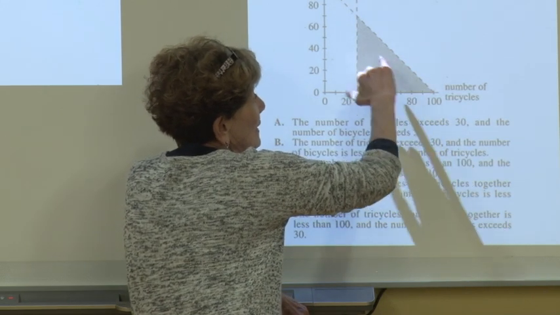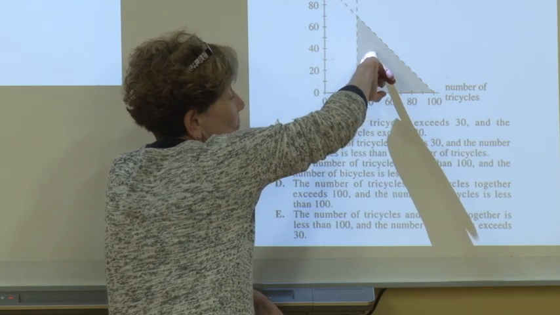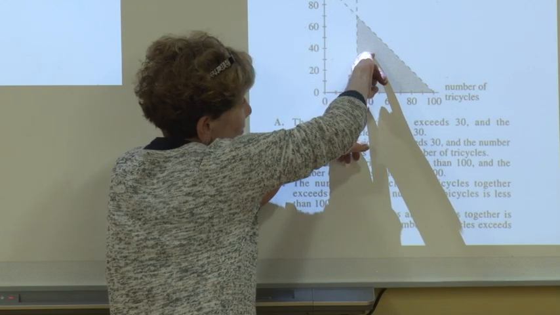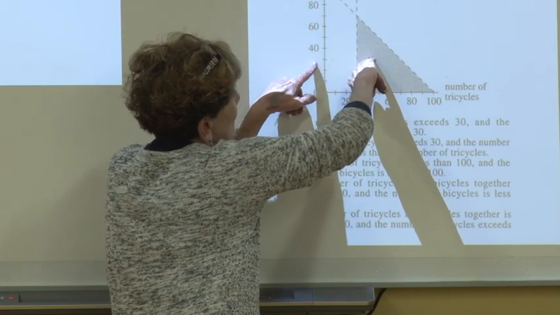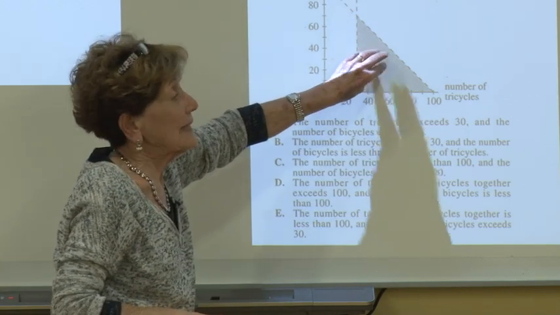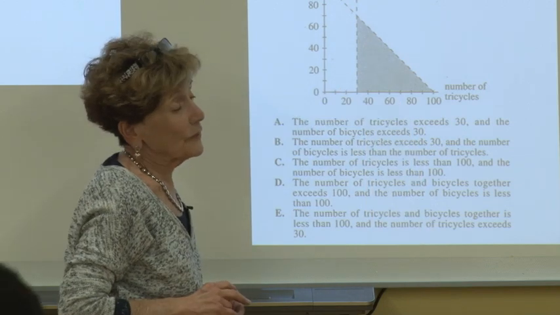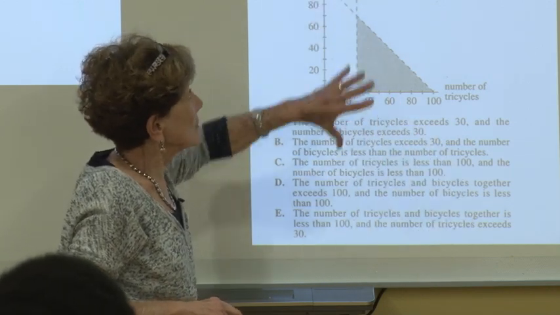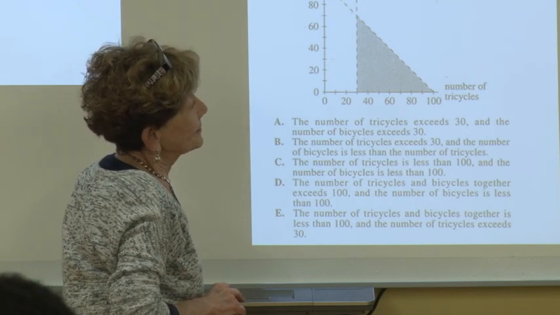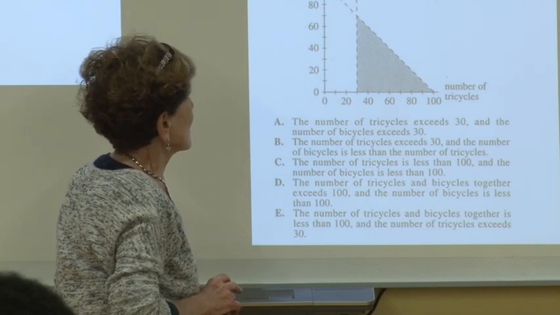Like 5, something like that. If you poke right in the middle, a point right here, you've got like 40 tricycles, and you've only got like 30 bicycles. Any place within here, it's going to add up to less than 100. And that again was a probability arrangement, reading graphs, that kind of thing.